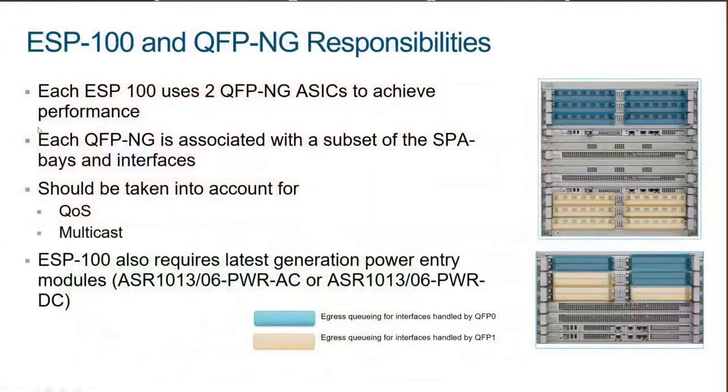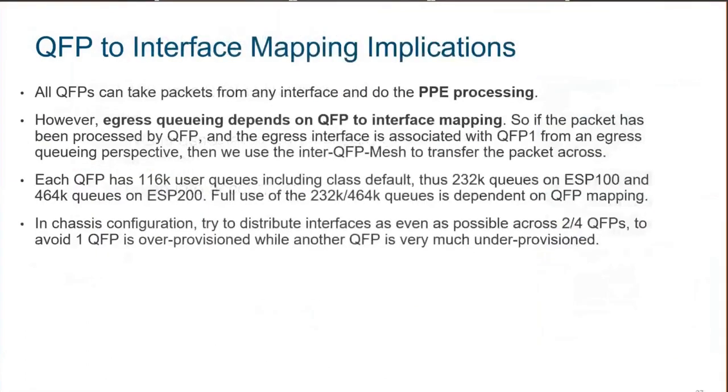And similar to the ESP200, we have QFP-NG responsibilities here as well. Each of those is associated with a subset of SPAs. So this will be QFP1 and this will be QFP0. QFP to interface mapping is very important. Any QFP can take the packets from any interface and do the processing. As we were checking earlier, the egress queuing will happen based on the QFP to interface mapping.